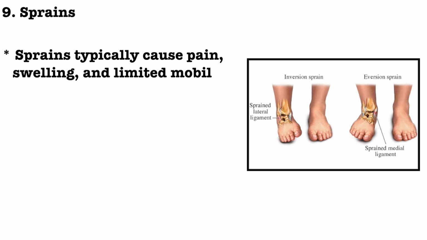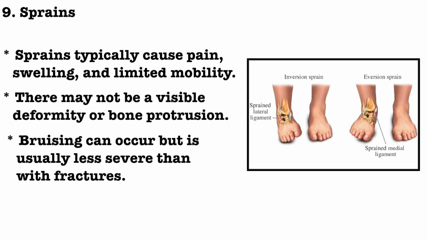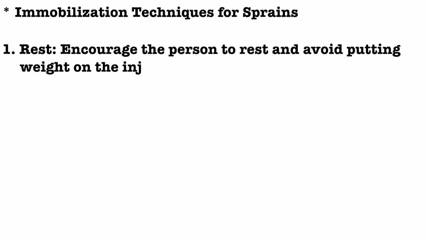Now let us see what is a sprain. Sprains typically cause pain, swelling and limited mobility. There may not be a visible deformity or bone protrusion. Bruising can occur but is usually less severe than with fractures. Immobilization techniques for sprains. First one is rest.